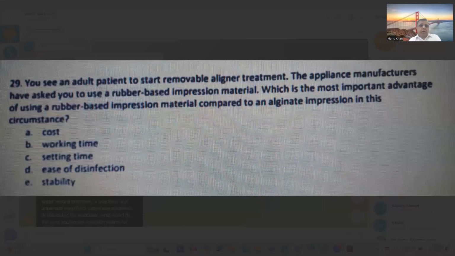You ask an adult patient to start removable aligner treatment. The appliance manufacturers have asked you to use rubber-based impression material. What is the most important advantage of rubber impression compared to alginate? They are dimensionally stable. So the stability is more important than the working time. So option E.